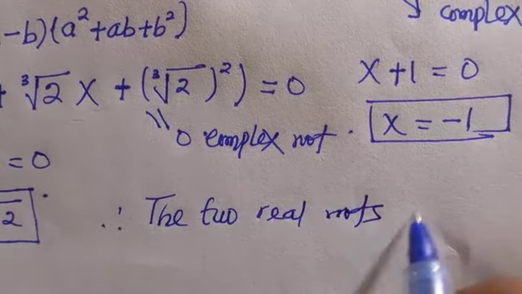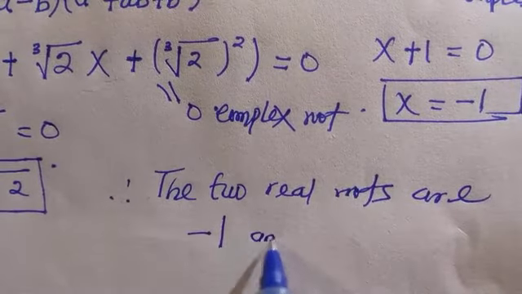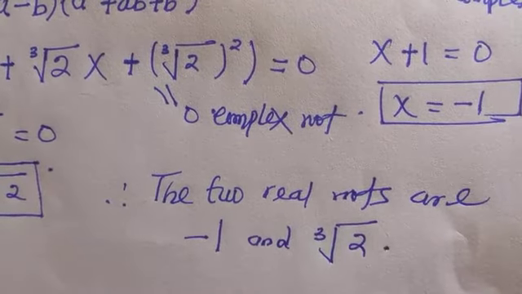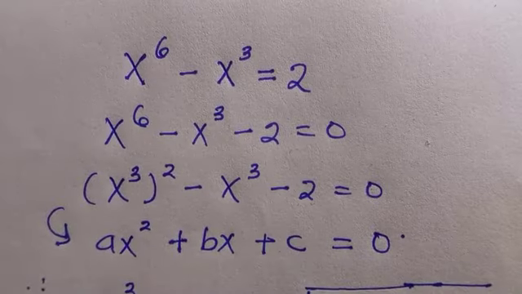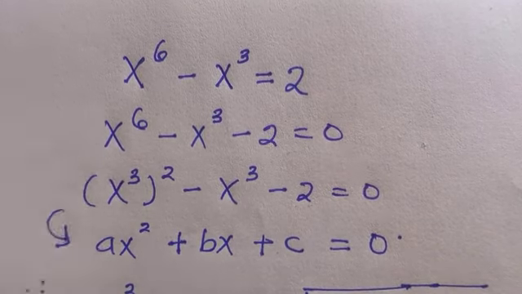So this is how this other root is gotten, provided that I've neglected the complex root. So the two real roots are minus 1 and the cube root of 2, which gives the solution to this. So we can test it when we plug it in these equations, and the left hand side will be equal to the right hand side.